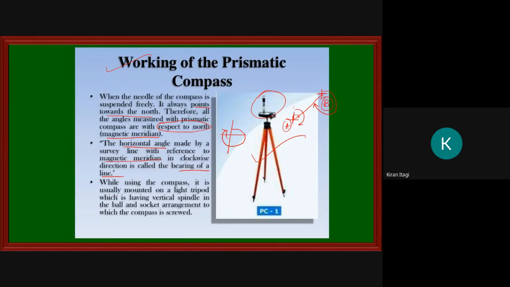While using the compass, it is usually mounted on a light tripod which has a vertical spindle in a ball and socket arrangement, to which the compass is screwed. This is your tripod stand. Here we will have a vertical spindle and here a ball-like socket. We can tilt it and make the compass perfectly horizontal.